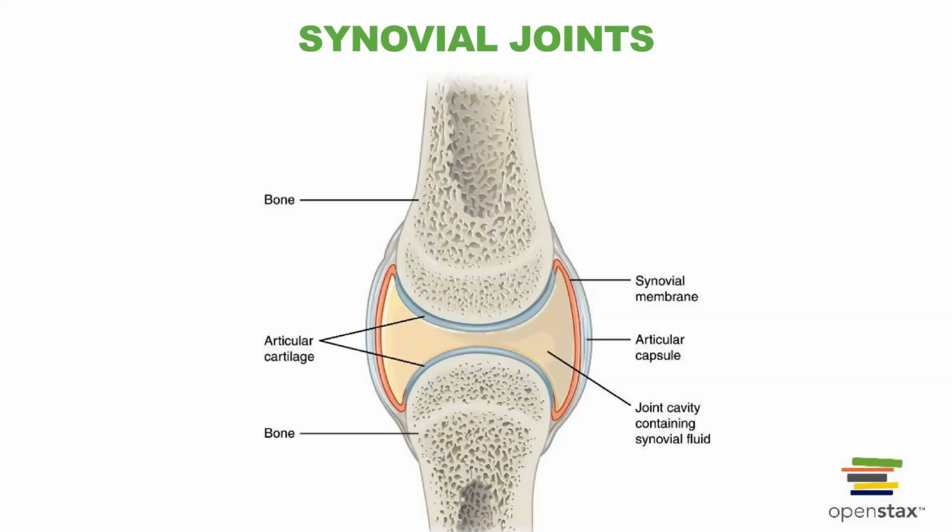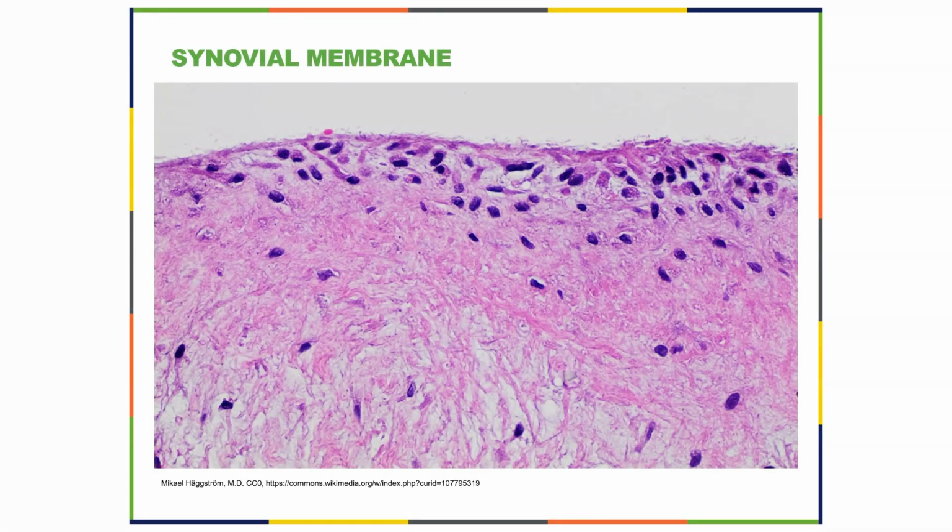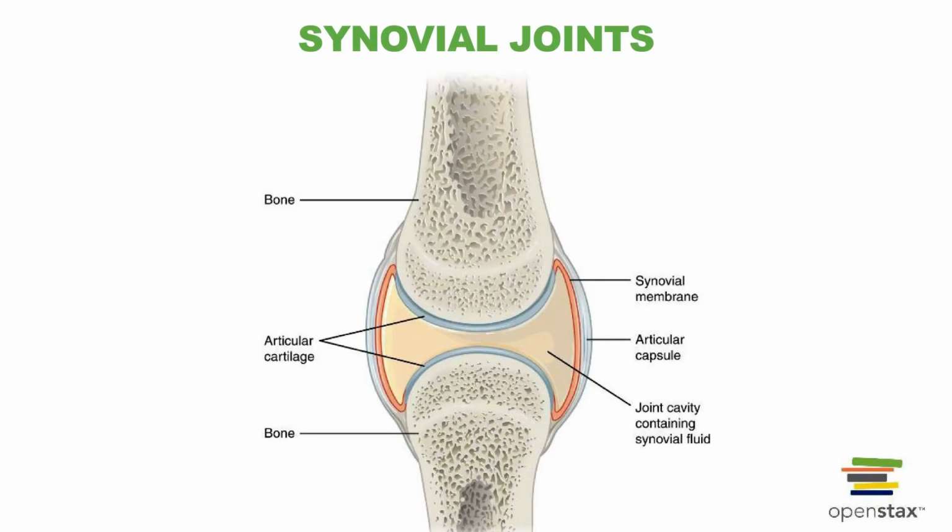delicate balance. The articular capsule, which encloses and protects the joint, is composed of two distinct but equally important layers. The outer fibrous layer is tough and resilient, providing structural support and preventing excessive movement. Here we see the histology of the inner synovial membrane, a specialized tissue that secretes synovial fluid into the joint cavity. Together, these layers form a sealed environment that maintains joint integrity while allowing necessary movement.